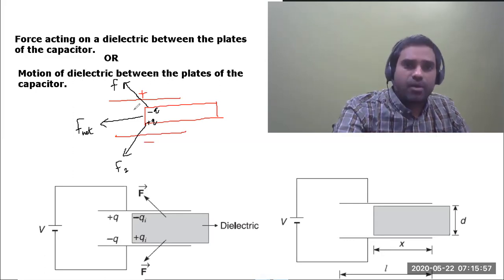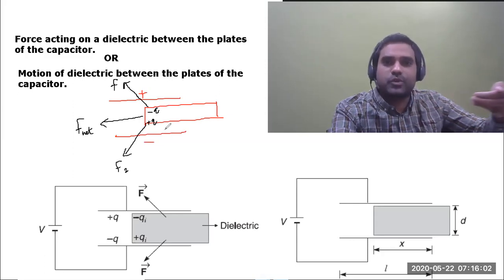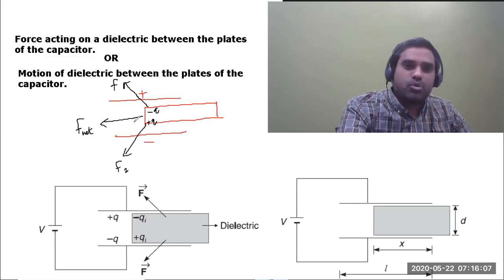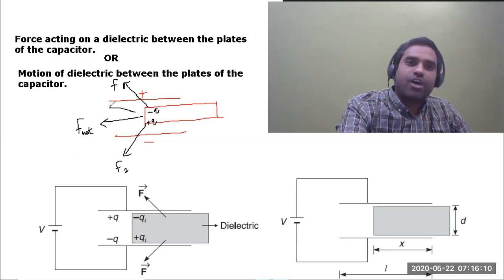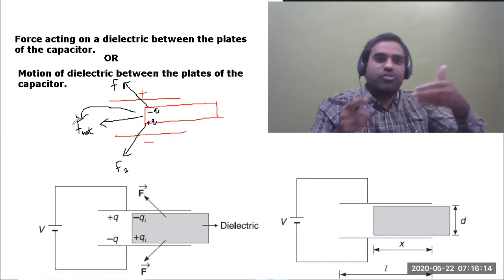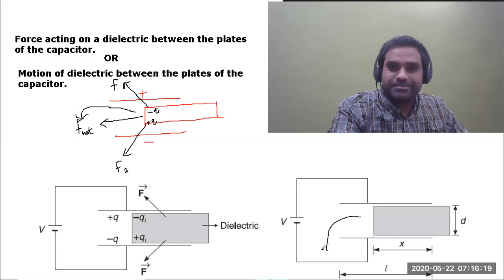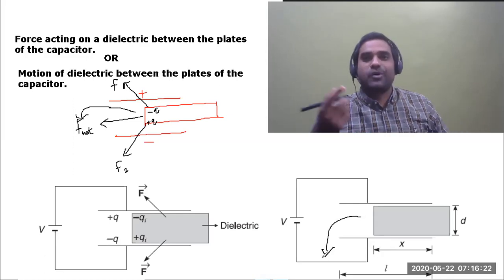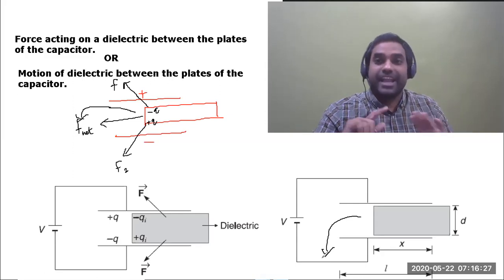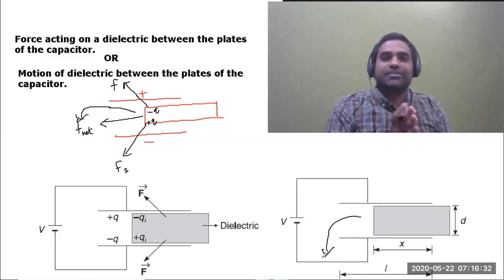Got it? Now, because of this force, what happens? The dielectric starts slowly moving into the plates of the capacitor. See how it is moving. So will it move and then fall out of the capacitor plates? I repeat, will it move and then fall out of the capacitor plates? No, it is against nature. As I explained, it never falls out of it. It will completely occupy the space between the plates of the capacitor.